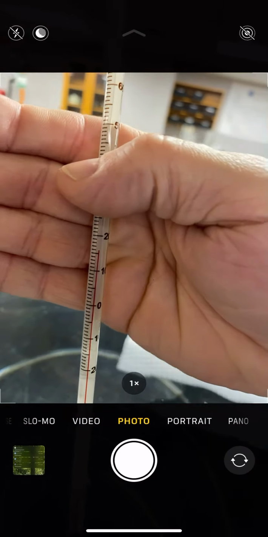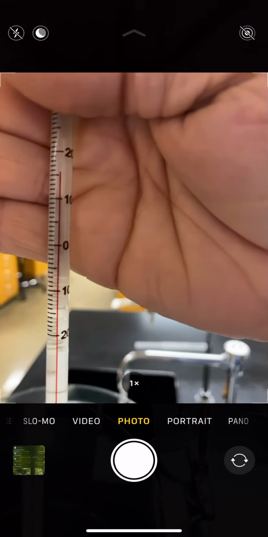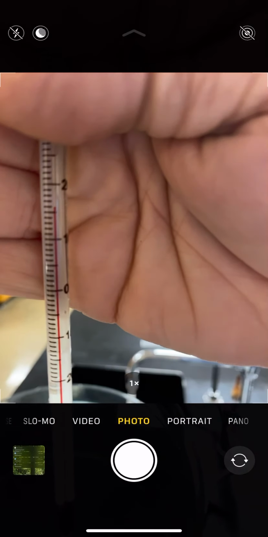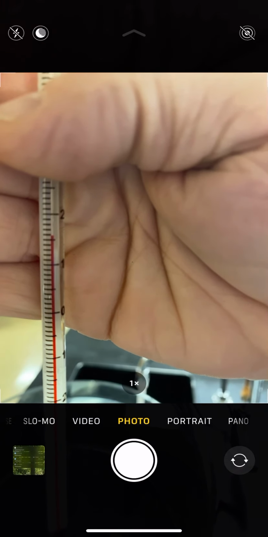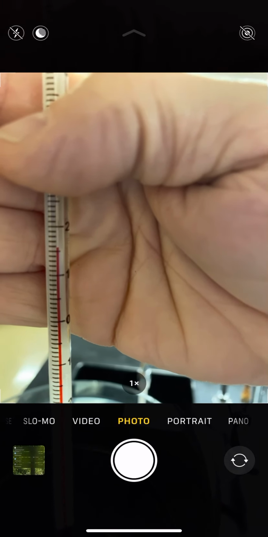You have to read that number. All right. Looks like it's pretty close to 16, but it's just a hair, I'll say below. So I'm going to say 15.9. Dang it, I read it for you.